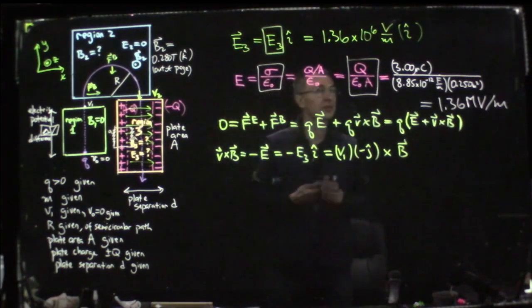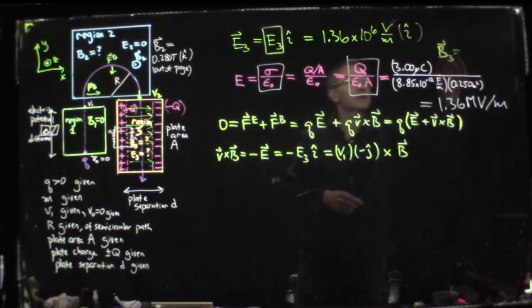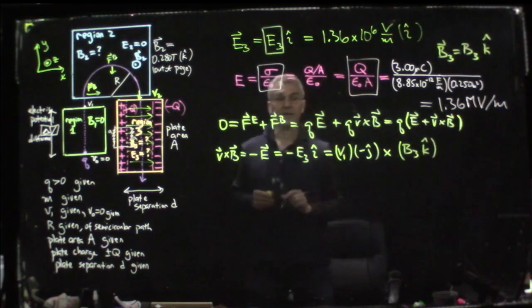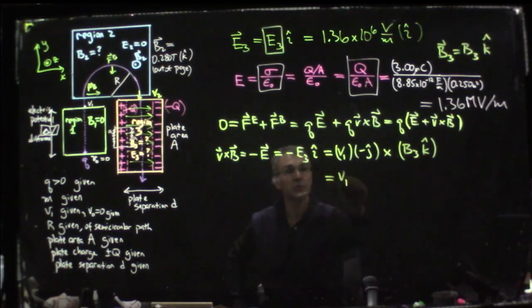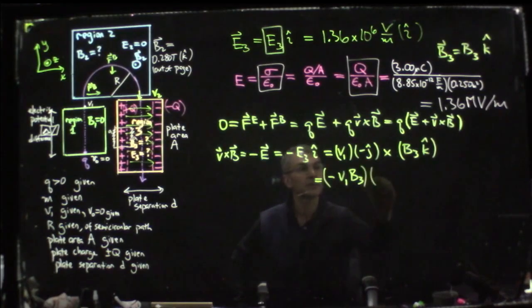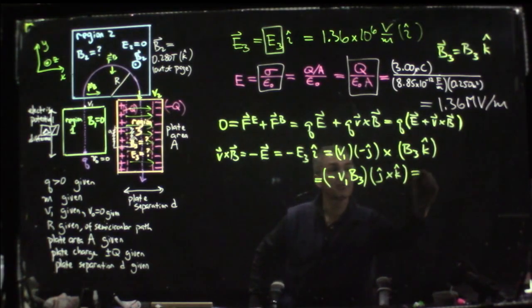So that should work. So we have the magnetic field is some magnitude times K hat, which is out of the board. So this will be B3 K hat. So this equals V1, which is the same as V2, which we want to be the same as V3, and then V3, and there's a minus sign. Then we can do the unit vector stuff, J hat cross K hat. Just to make sure we copied this correctly, V1 minus J hat, V3 K hat. J hat cross K hat is I hat. So this is minus V1 V3 I hat.